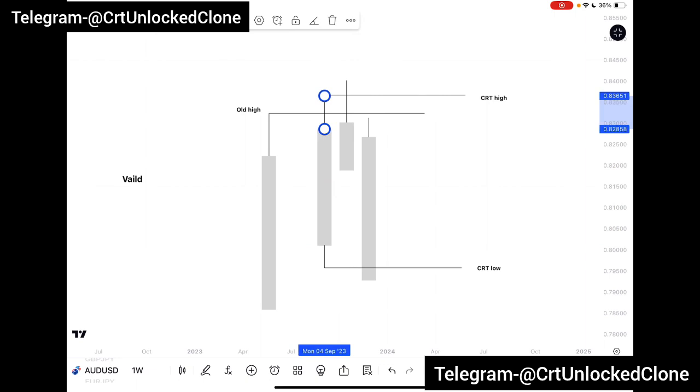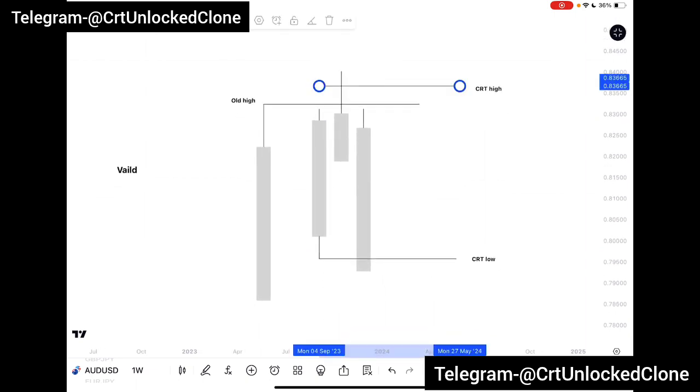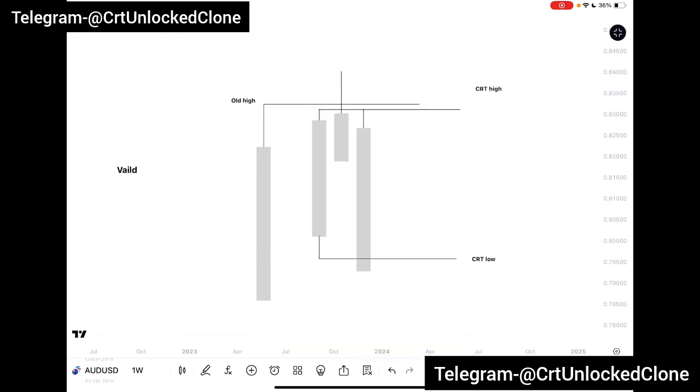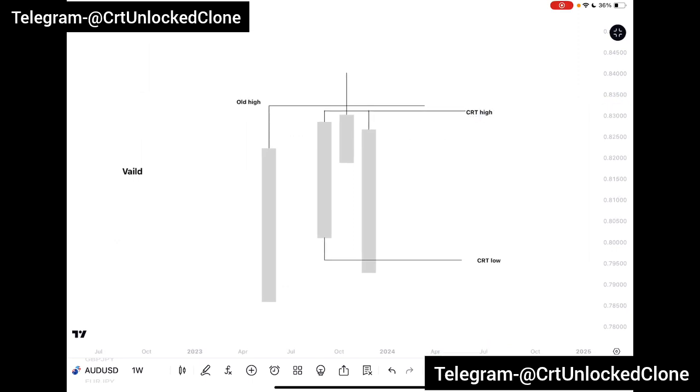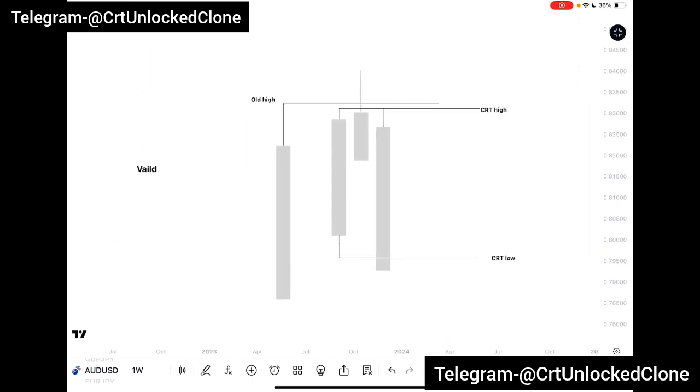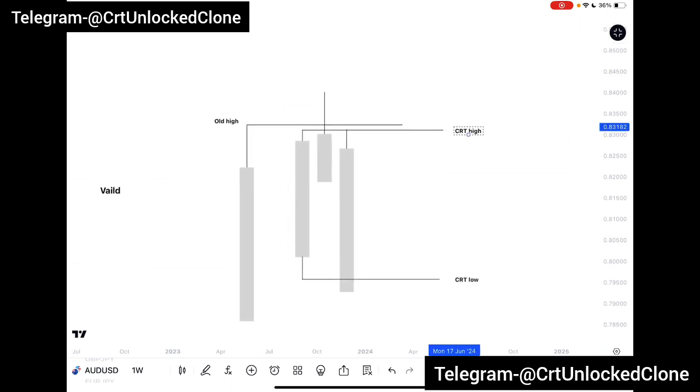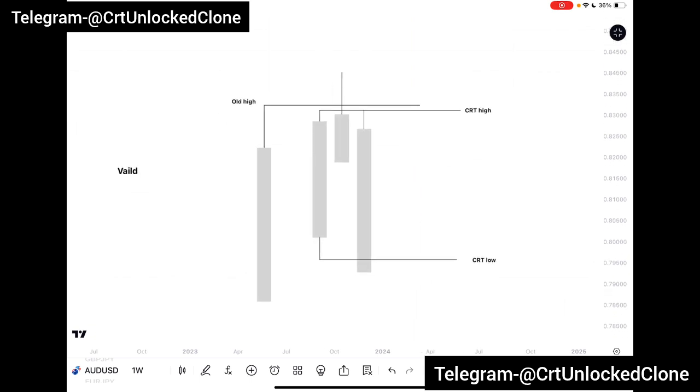Now in here, this is our CRT high. By looking at it, you can understand it. The first candle which purged the old high, which means the key level, is our manipulation candle. Here the CRT candle has not purged the high, and the second candle has purged it. Even this scenario is a valid scenario.